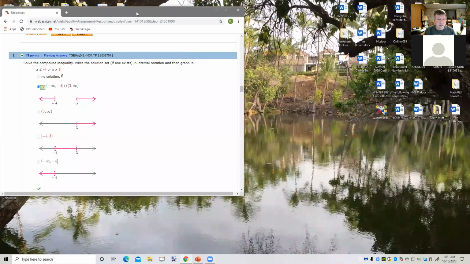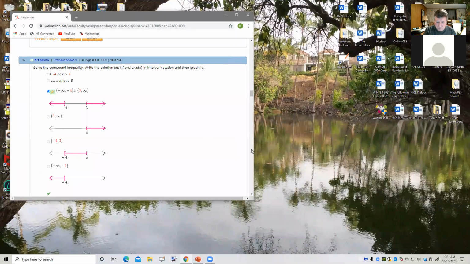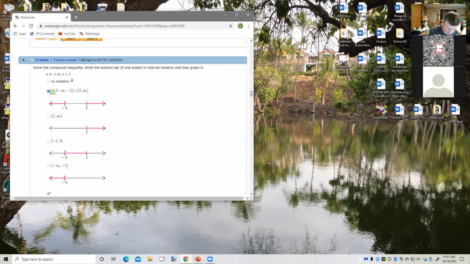All right, so can everybody see the WebAssign page now? Yes. Yep. Thank you. All right, it says solve the compound inequality, write the solution set, if one exists, in interval notation, and then graph it. So we have x is less than or equal to -4, or x is greater than 3.